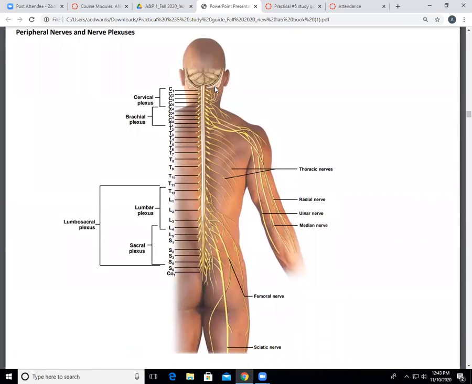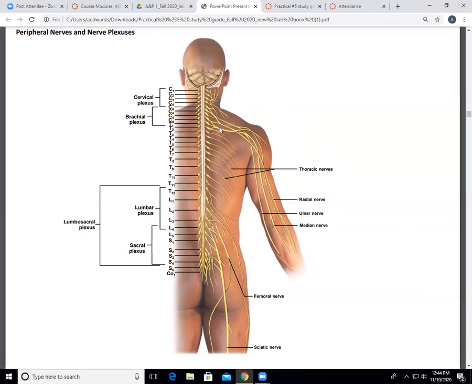All right. So you have different nerves and regions of nerves we want you to know about. Just like you have cervical vertebrae, we have a cervical plexus, C1 through C4. C4 to T1 is your brachial plexus, which innervates the arm. T11 or T12 through S4 is your lumbosacral plexus, which is divided into your lumbar plexus, T12 to L4, and your sacral plexus, which is L4 to S4.